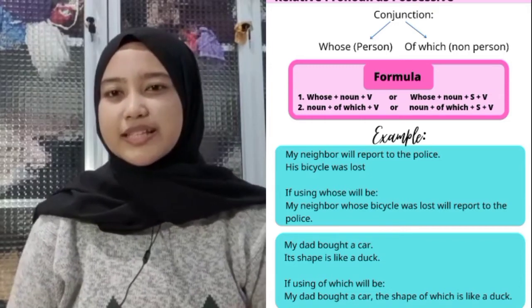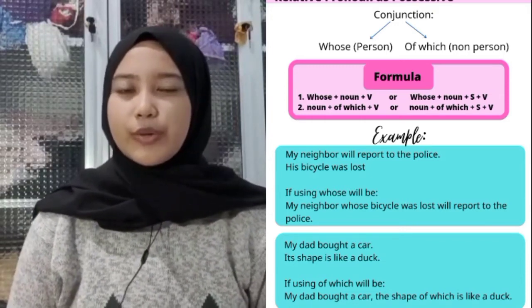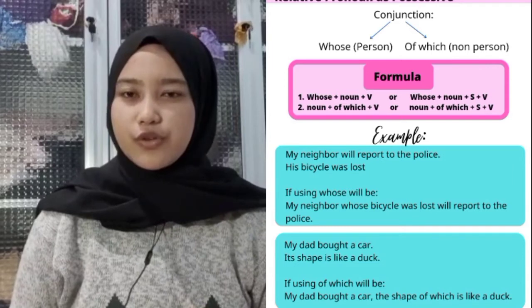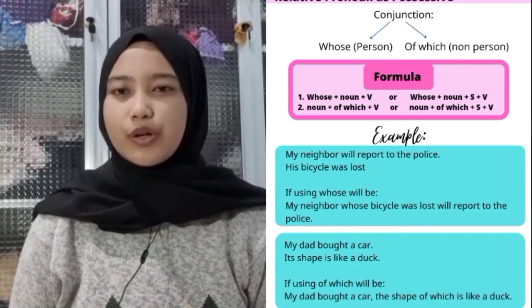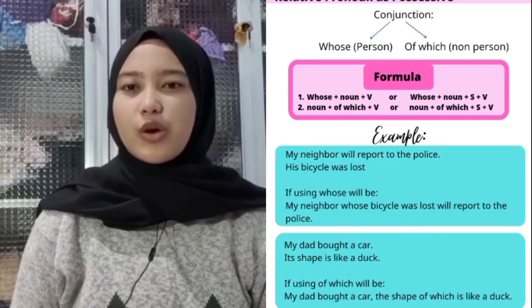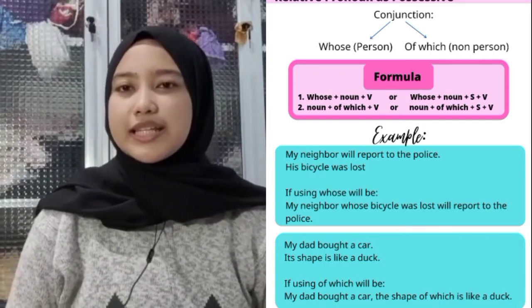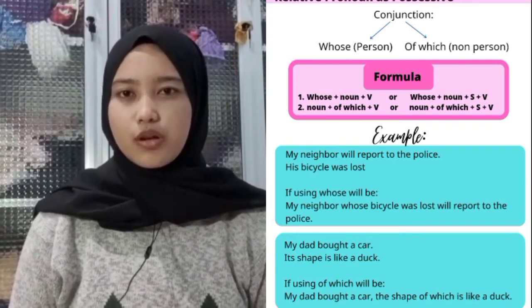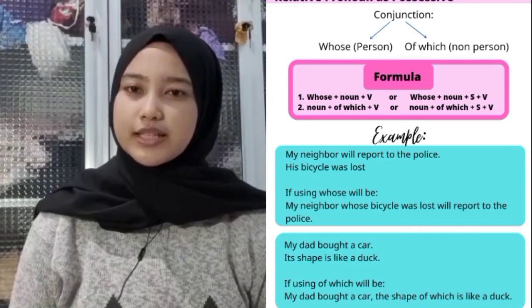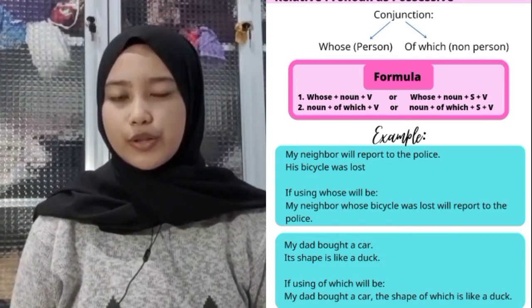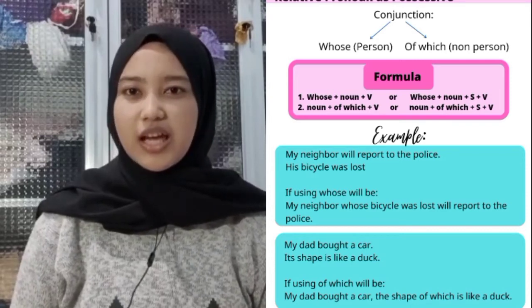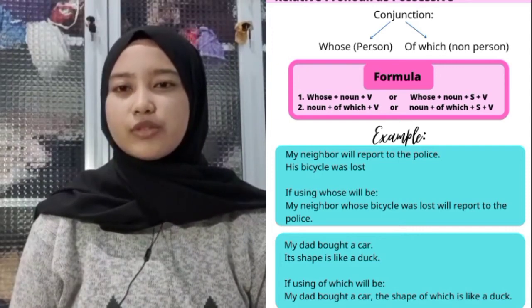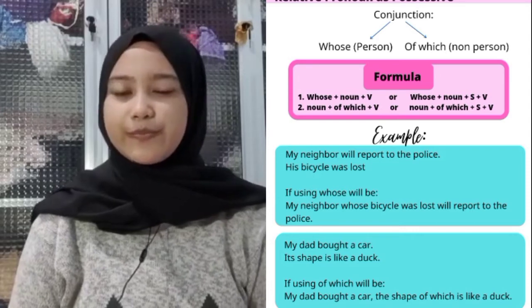Let's look at the following example. My neighbor will report to the police. His bicycle was lost. If using whose, it will be: my neighbor whose bicycle was lost will report to the police. In the example, the word whose replaces his, which is possessive. Because his is basically an adjective, it must take a noun, which is whose bicycle, and was as a verb. So we are using the formula whose plus noun plus verb.